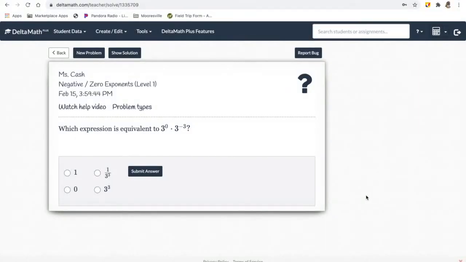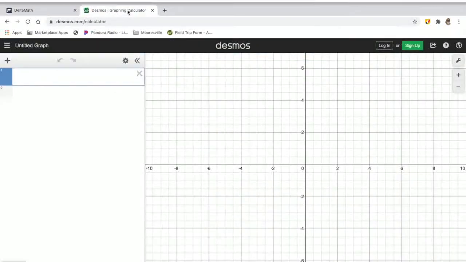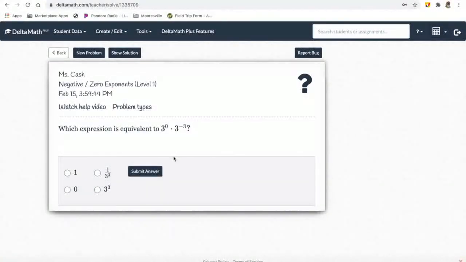I'm going to pull up Desmos and DeltaMath and show you what I mean. So here is DeltaMath, and this is the type of problem I want you to do. It says, which expression is equivalent to 3 to the 0 times 3 to the negative third? And we can plug every bit of this into Desmos and be able to solve this very easily. So make sure that you have paper so that you can copy this down. So I'm going to write down on a piece of paper 3 to the 0 times 3 to the negative 3. And then my four choices are 1, 0, 1 over 3 cubed, and 3 cubed.